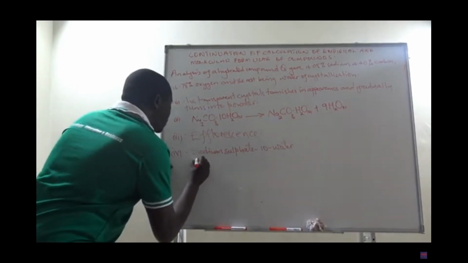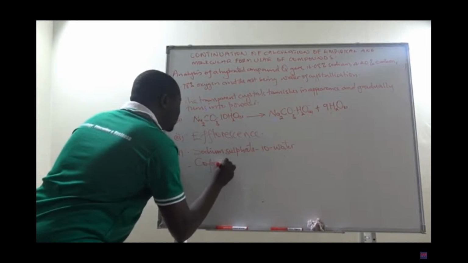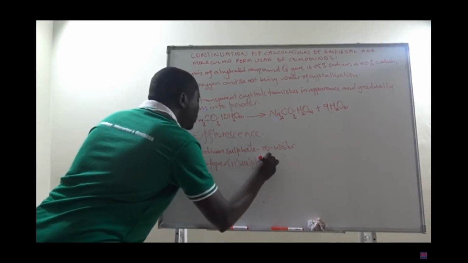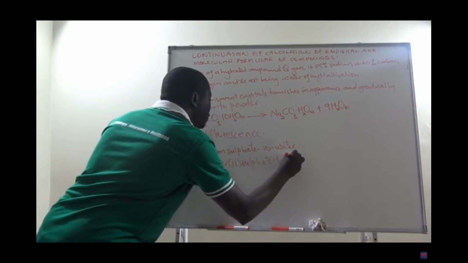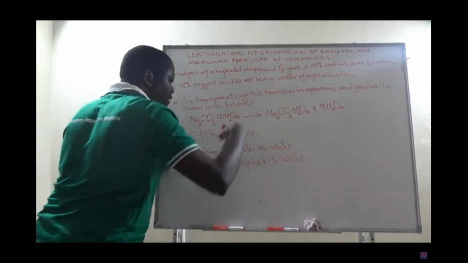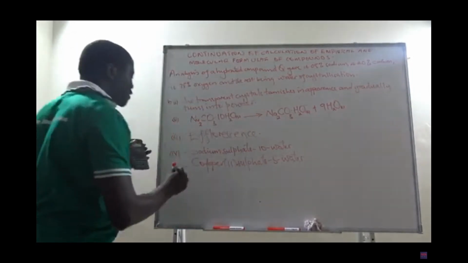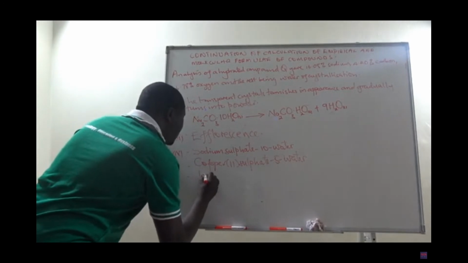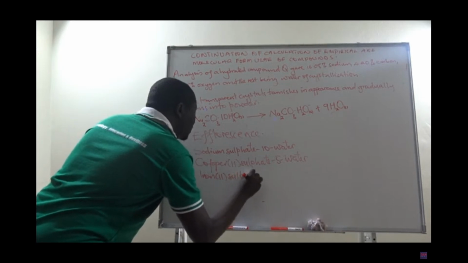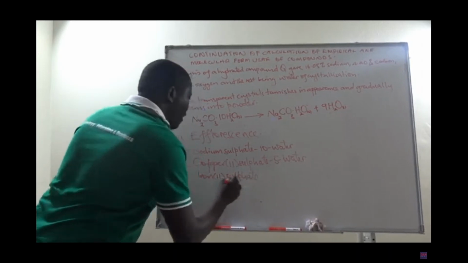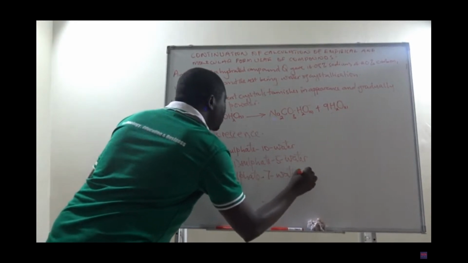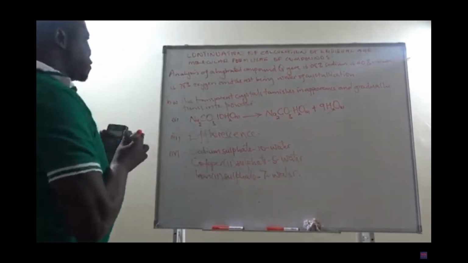We have copper 2 sulfate 5 water or pentahydrate. That is also crystals that lose their water of crystallization to the atmosphere when left exposed. I have iron 2 sulfate, iron 2 sulfate 7 water. It also loses its water of crystallization to the atmosphere.